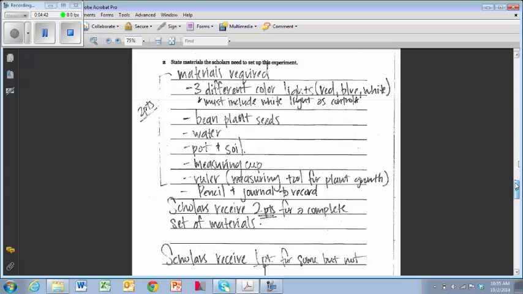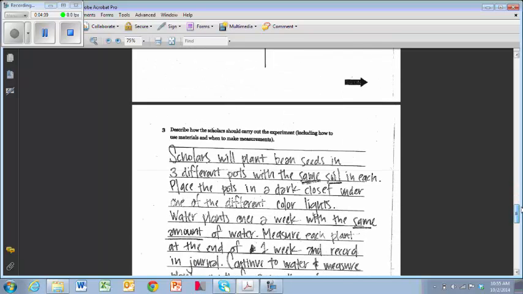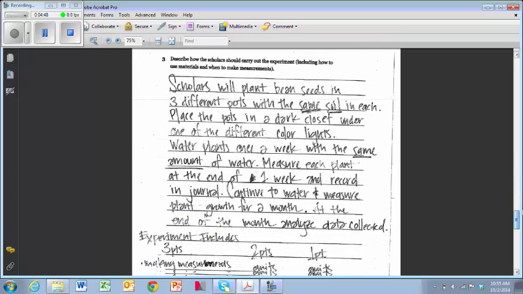Once you've graded question 2, you can move on to question 3. Question number 3 asks scholars to describe how they would carry out the experiment. So what are the procedures for this experiment? The CTL wrote an example of what this could look like. This is where you may see the most variation in your scholar responses.